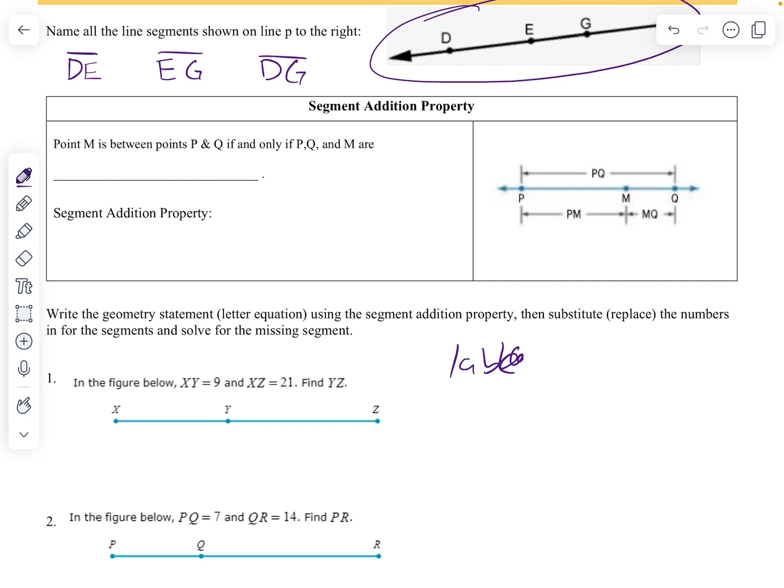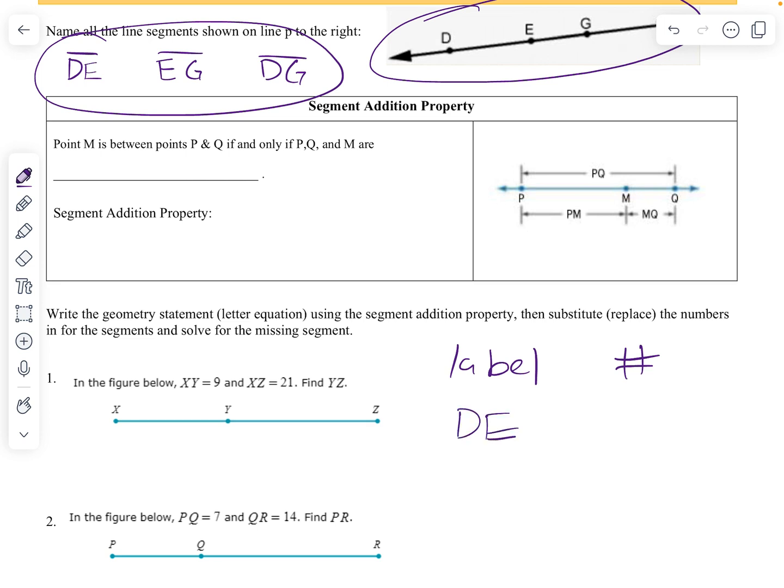Oops, I spelled that wrong. Let's try that again. Label. Or like naming things. And one of them is more like numeric or number-based. So when I label things like I did up top right here, that would be more in that label language. I would just call that DE, for example, with that on top. If I'm talking about the actual length of it, I would really just need the letters like this.